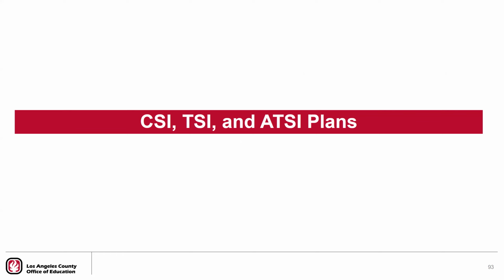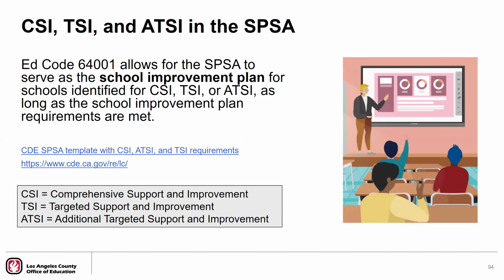Thanks, Anita. Now let's take a closer look at schools that have been identified for CSI, ATSI, or TSI, and how this identification impacts the SIPSA. If a school has been identified for CSI, ATSI, or TSI, LEAs and schools must work with educational partners to locally develop and implement a plan to improve student outcomes. Luckily, EdCode allows the SIPSA to fulfill the school improvement requirements needed in these plans.